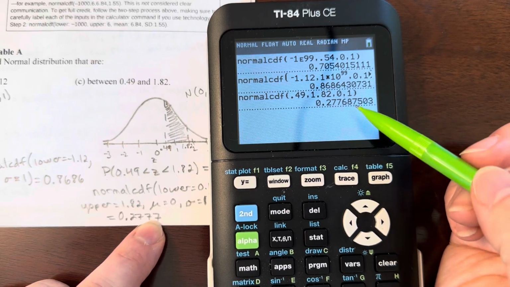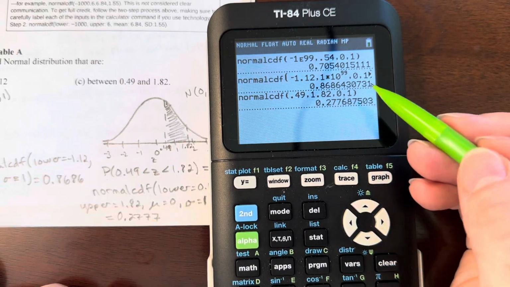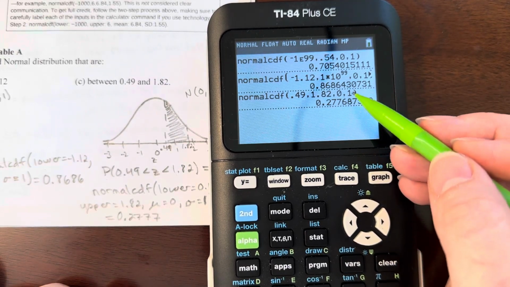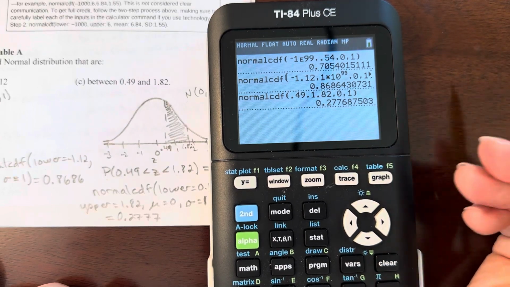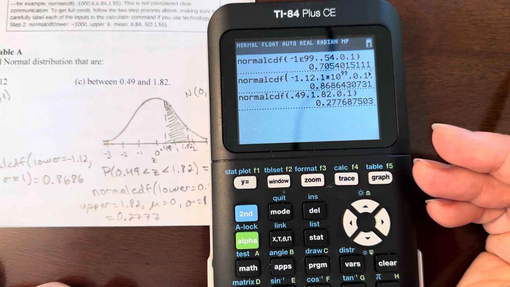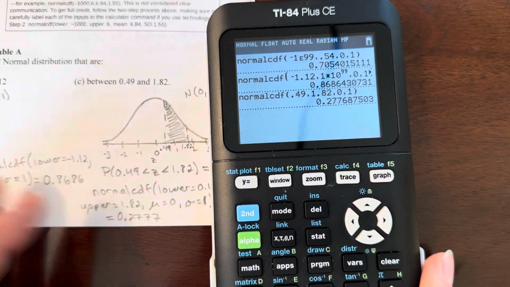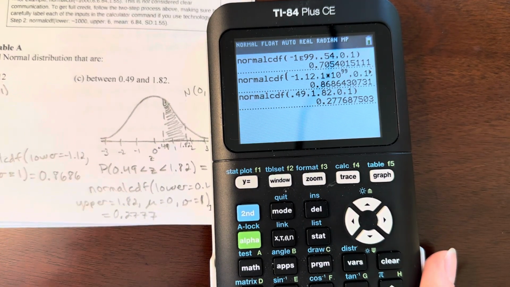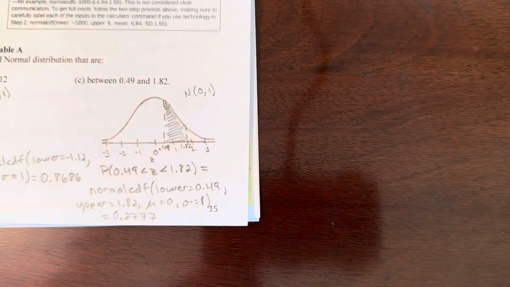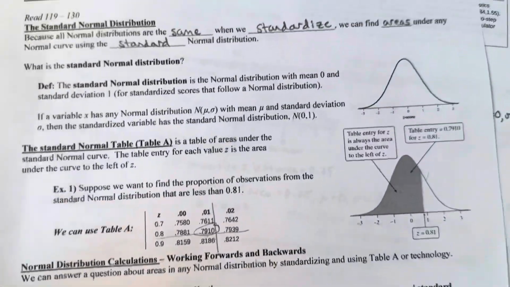Now if you wrote 0.2776, that's fine. Just make sure that you're consistent with whether you truncate values, meaning ignore the rules of rounding, or whether you actually follow through with the rules of rounding. Throughout this lesson, I have been following the rules of rounding. All right, let's continue on to the next page.